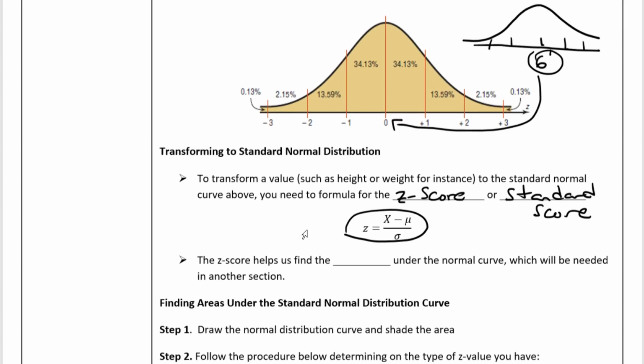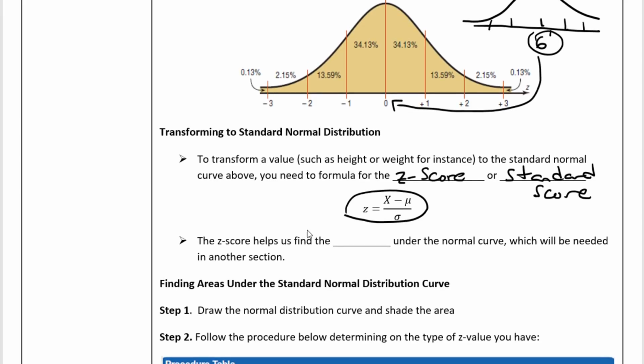So this z-score or standard score helps us find the area under the normal curve, because once we get that z-score for any value, remember we can have any kind of measurement here, and we could still find the z-score if we transform it. Once we get that z-score, we can find the area underneath the curve, because sometimes we'll get a z-value that's not -1. Sometimes we'll get something in the middle, and we want to figure out what that area is, because that area actually symbolizes something important that we'll need in future sections.